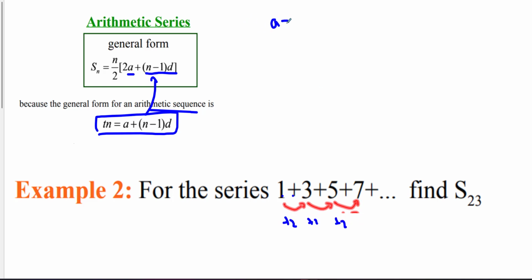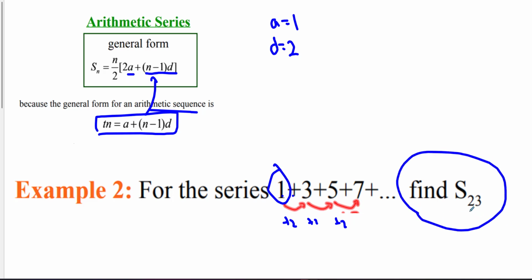That means my A value is 1, because that's my first term. My D value is 2, because it's going up by 2's. And it's asking you, find the sum of the first 23 terms. So my N value is 23. So let's do this.